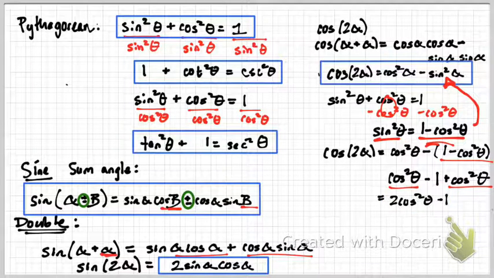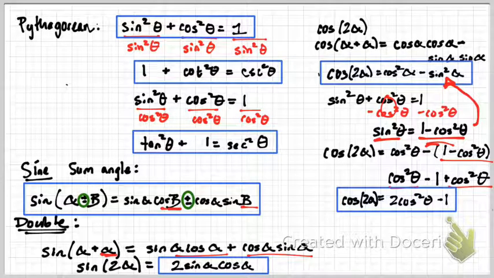You know what? Why don't you guys find the last one now? This is the last derivation. See if you can find the last one. Instead of writing it in terms of cosine, write it in terms of sine.